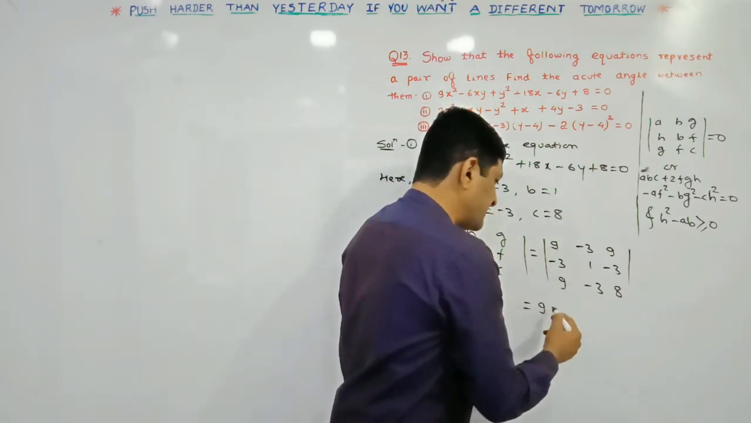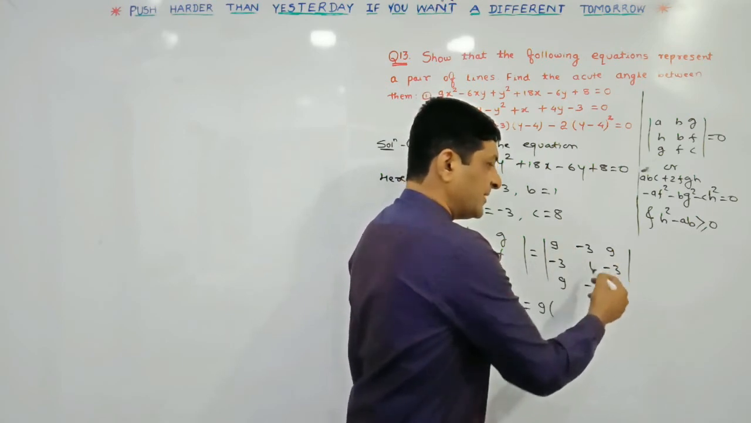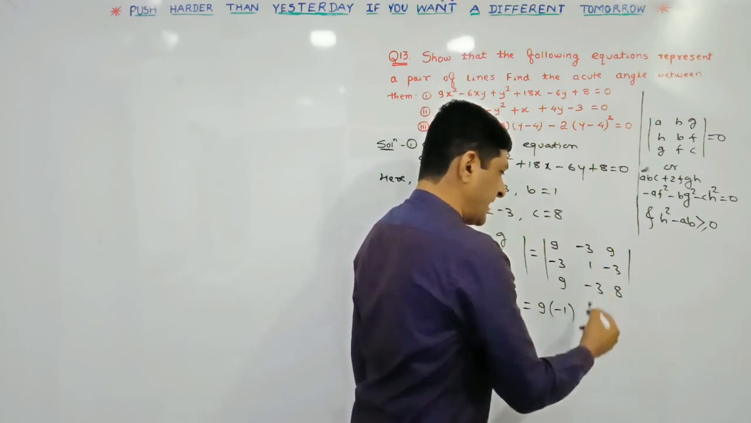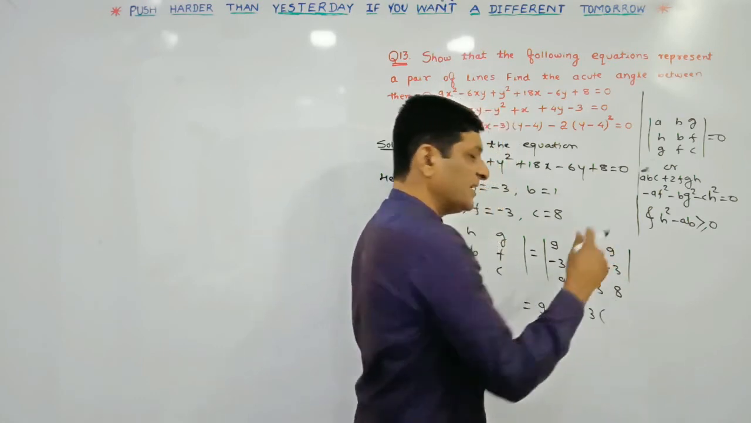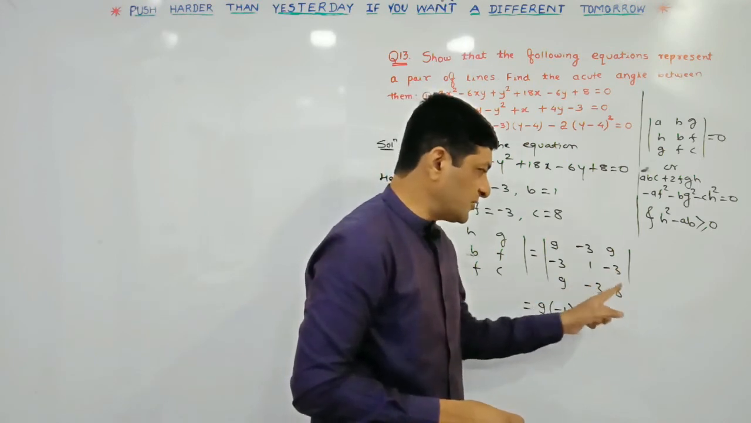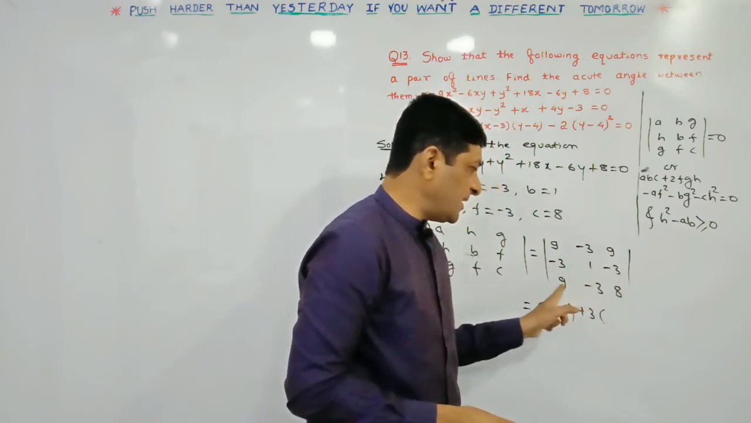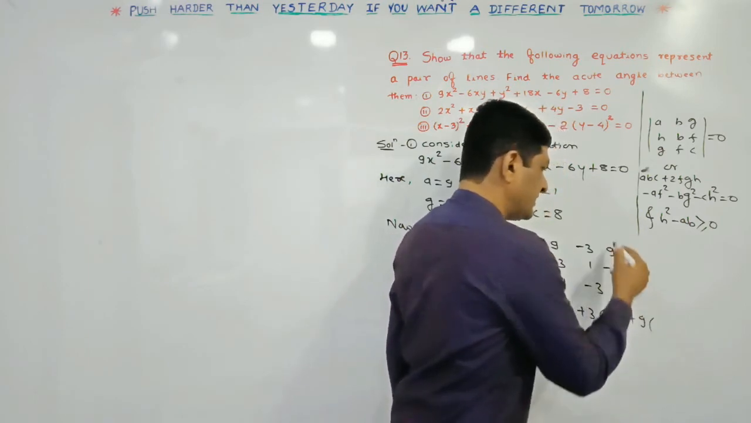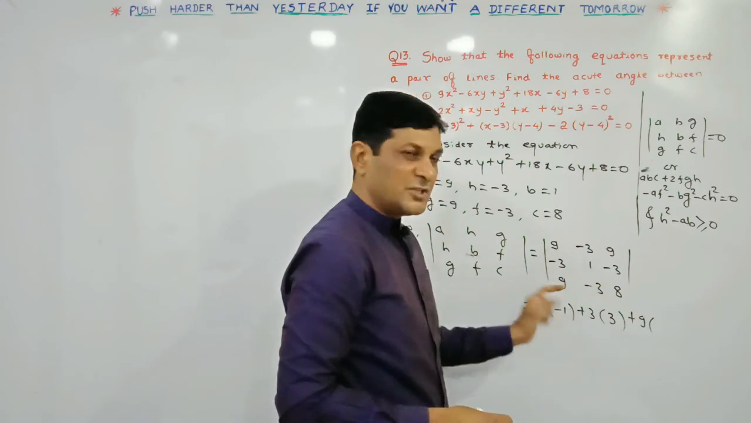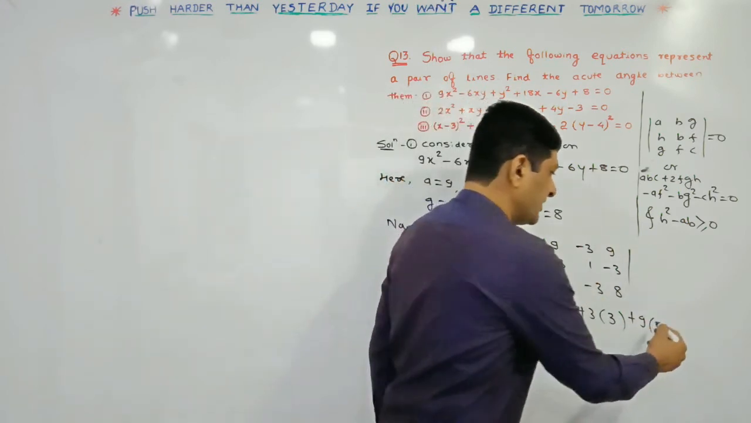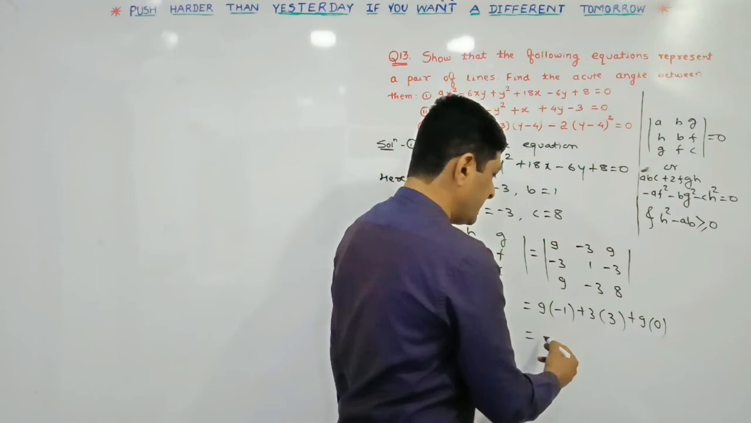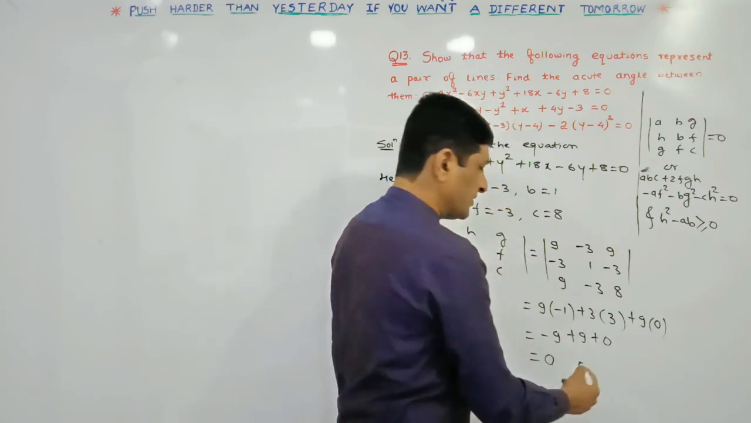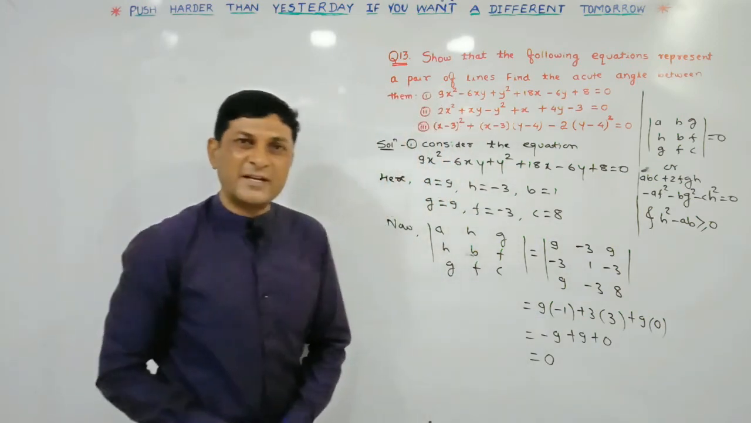Keep this 9 as it is, delete this column, find the determinant of these four elements. 8 minus 9 will be equal to minus 1. Here minus 3 is there, so take here plus 3, delete this column and find out the determinant of these four elements. Minus 24 plus 27 is equal to plus 3. Plus 9, keep it as it is, delete this column and find out the determinant of these four elements. 9 minus 9 will be equal to what? 0. So what result we are getting here? Minus 9 plus 0 will be equal to 0. So we have shown that value of this determinant is equal to 0.